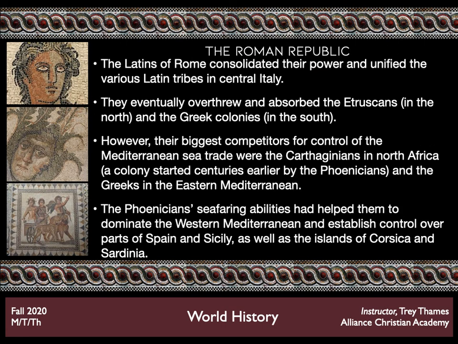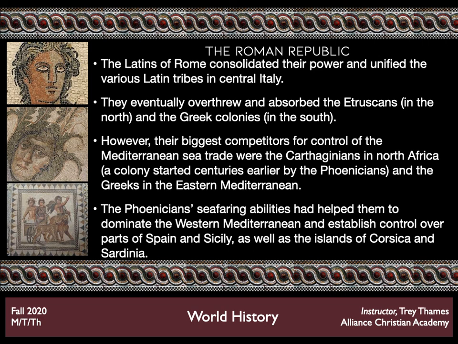So the Latins, in the middle, as I mentioned a minute ago, are going to consolidate their power. They're going to unify the various Latin tribes in central Italy, and they're going to begin to expand. They had been under control of the Etruscans, which I showed you just a minute ago, and they're eventually going to overthrow the Etruscans. It's the Etruscans who make up the majority of the kings during the monarchy time period. So the Romans are actually dominated by the Etruscans during this period. But eventually in 509 they will overthrow the last Etruscan king. And they will also overthrow the Greek colonies that are in the south.